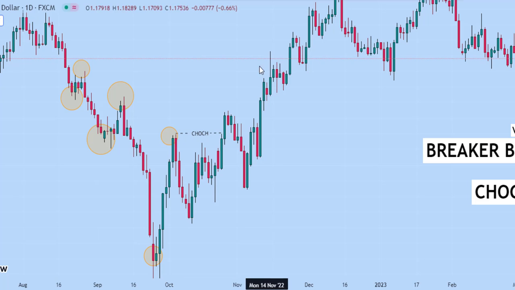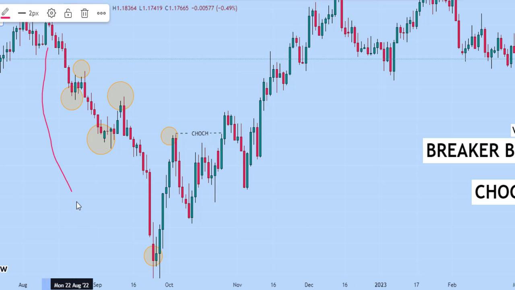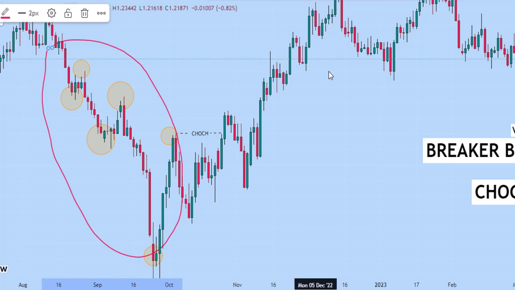As soon as we see this last lower high being taken out by the body of this candle, we want to see the body of the candle closing outside this line we marked. So this is change of character. From here, we are no longer in a downtrend. This is not a downtrend. It is now an uptrend. So this is what a change of character simply is.